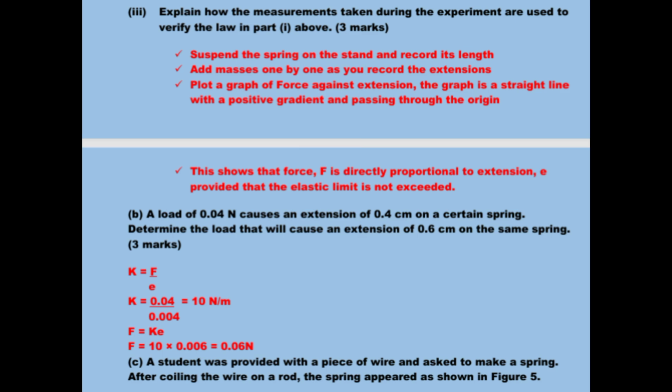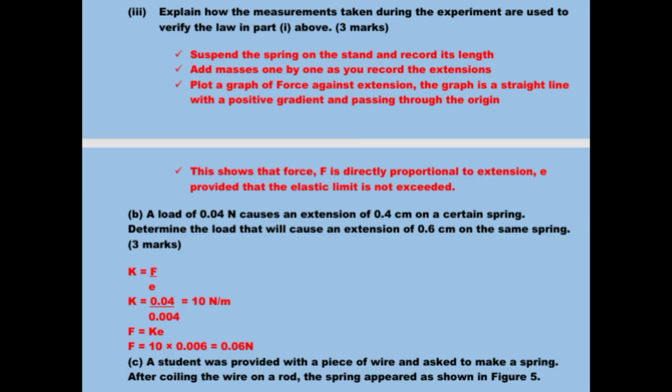So we first need to get the spring constant, and the spring constant is given by force over extension. So you have the force 0.04 divided by the extension, which is 0.04 meters, and then when we divide, we get the spring constant, 10 Newton per meter.